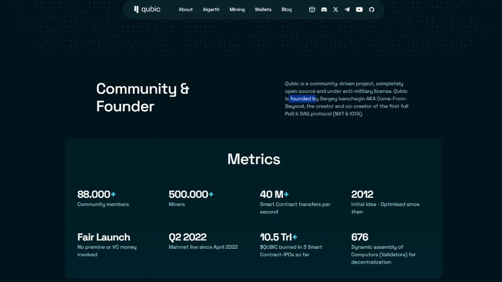Qubic's been given to the community. So from a regulatory standpoint, nobody owns this network. There's nobody trying to sell shares in this. It's completely fair launched, as we can see down here. There was no pre-mine, no venture capitalist money involved. It's completely fair launched and just given to the community.